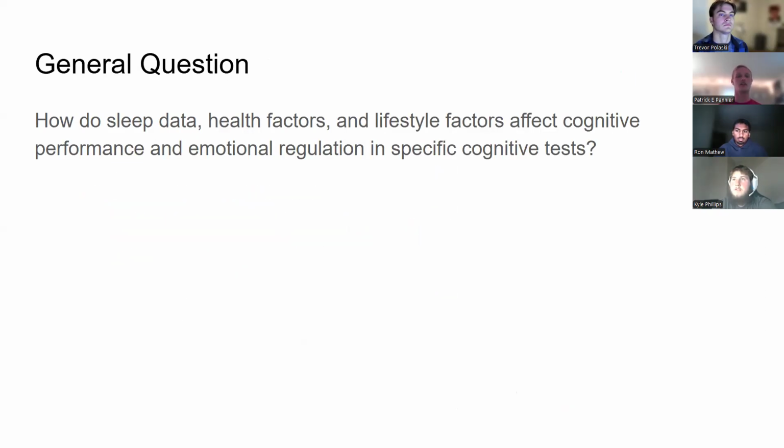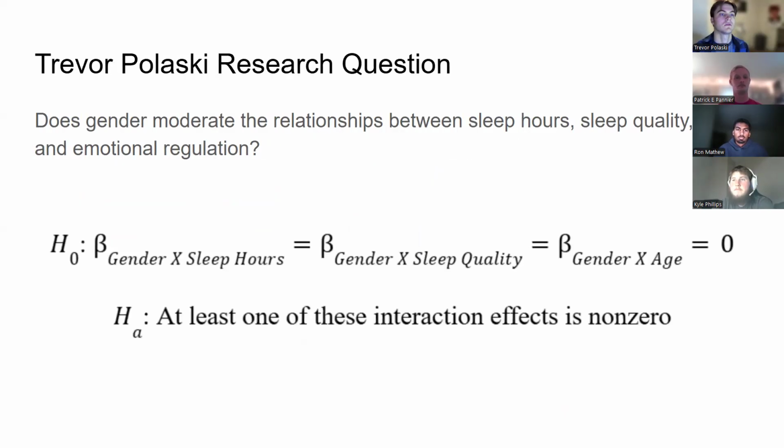So leading into our general question, all of our models are based off of this question: how do sleep data, health factors, and lifestyle factors affect cognitive performance and emotional regulation in specific cognitive tests? My question is first, does gender moderate the relationships between sleep hours, sleep quality, age, and emotional regulation? So our null hypothesis is that all of these interactions are 0, and our alternative hypothesis is that at least one of these interaction effects is non-zero.